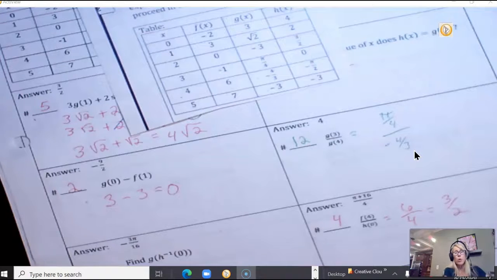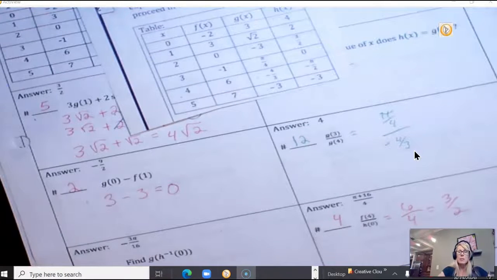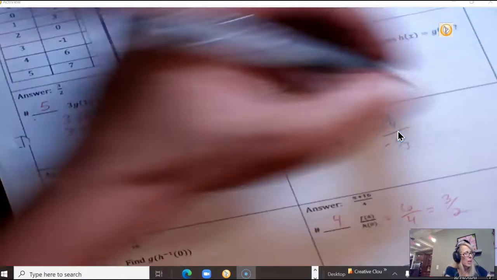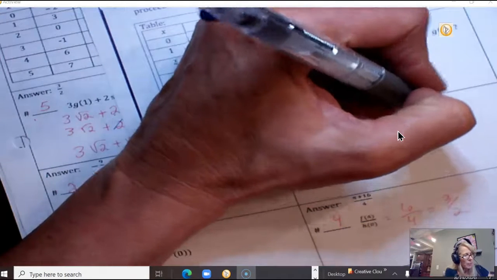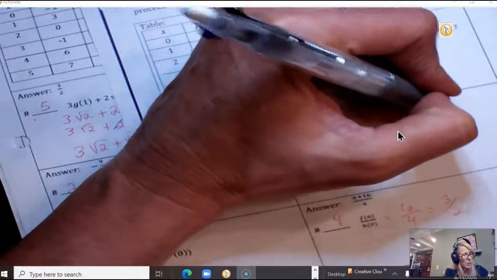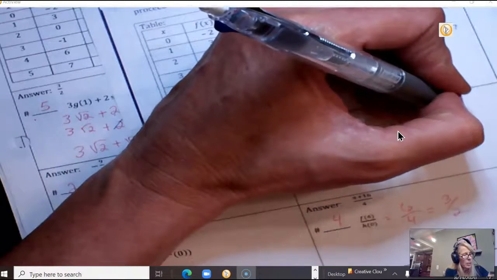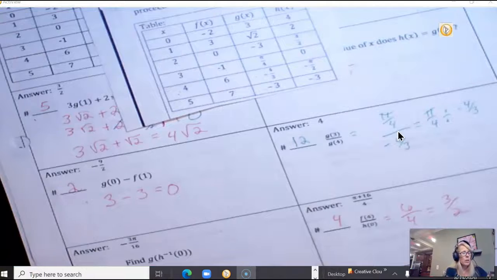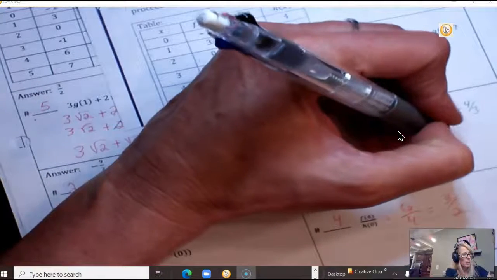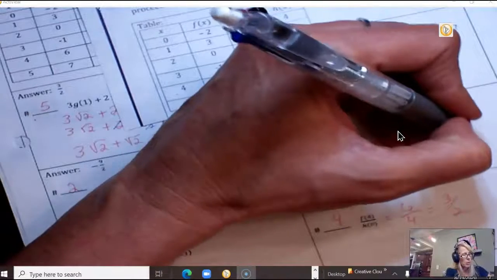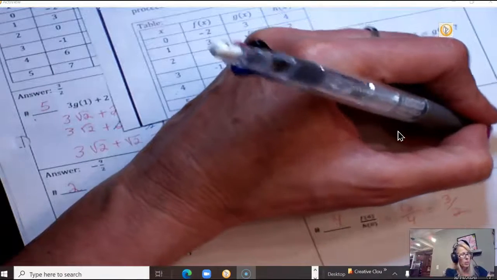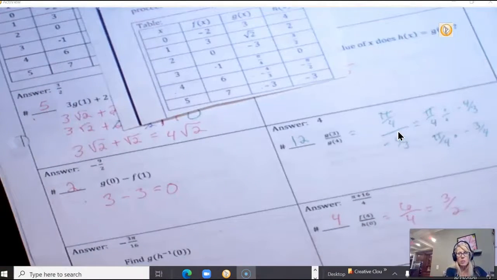Now, you can formally write this. Remember, any kind of a fraction is division, really. So it's like pi over 4 divided by negative 4 over 3. So you could think of it this way. This is one way to do it. This is the slow way of doing it. And we know that when you divide fractions, you change that to multiplication and you make it pi over 4 times the reciprocal, negative 3 over 4.